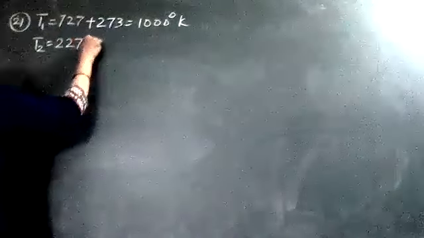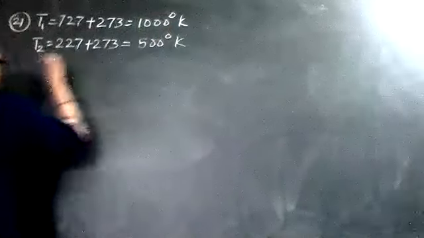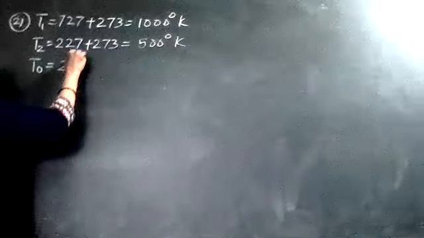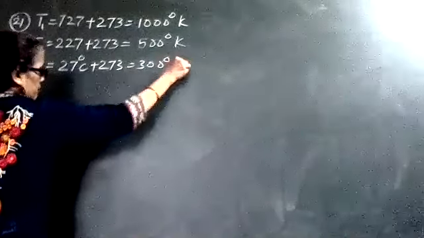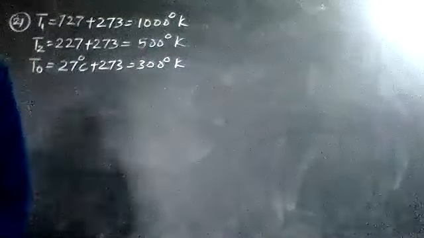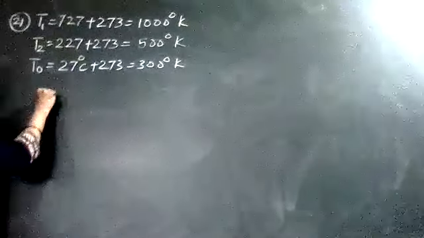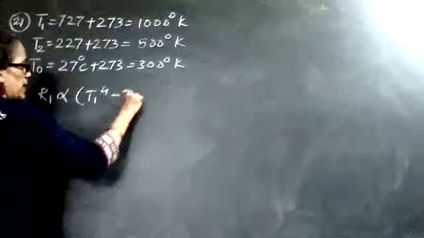Then the second temperature you have been given is 227 plus 273, which is equal to 500 degree Kelvin. And in which surrounding is it kept? The surrounding temperature of the enclosure is given as 27 degrees Celsius. So 27 degrees Celsius plus 273, which is nothing but 300 degrees Kelvin. And what do you have to compare? You have to compare the rate of loss of heat. So the rate of loss of heat, I'll say R1, is directly proportional to T1 raised to 4 minus T0 raised to 4.